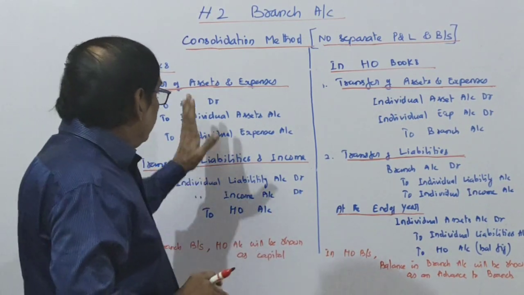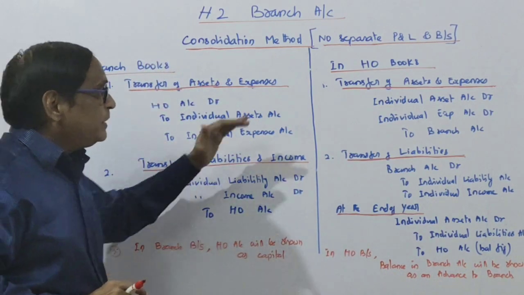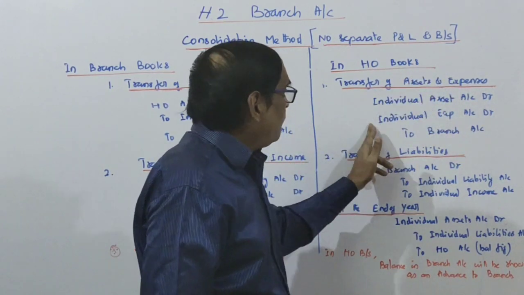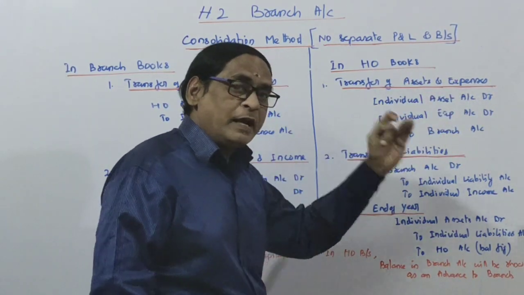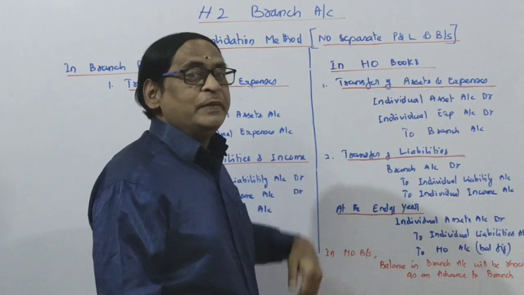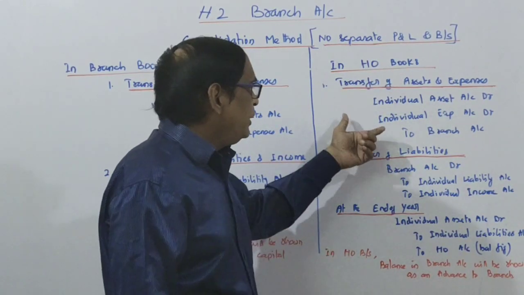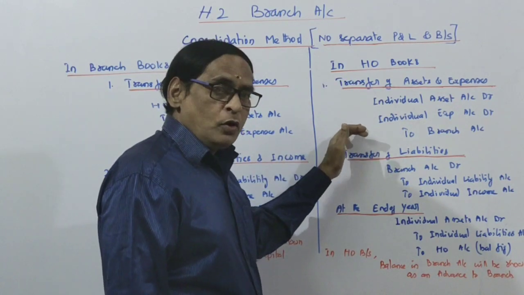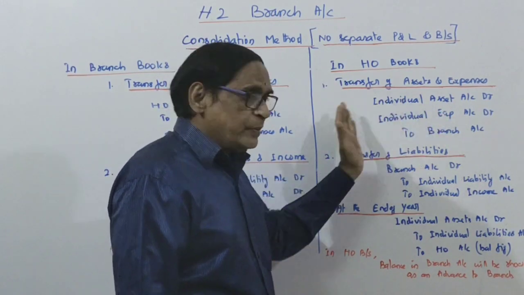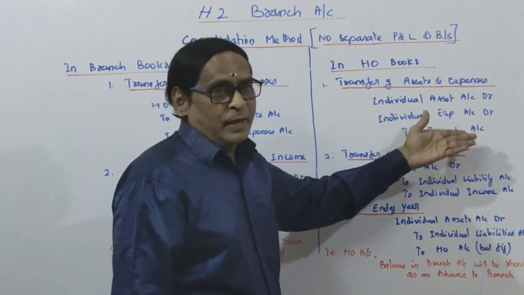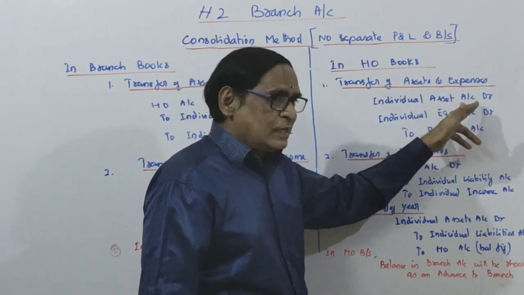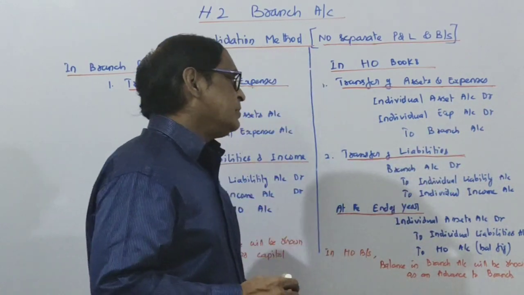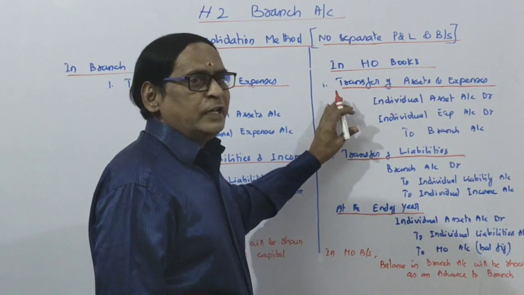And then for the same type of transaction, what will be the journal entries in the books of head office? In the books of head office, if the assets and the expenses are transferred from the branch to head office, what will be the journal entries in the head office books? Here the assets will belong to head office. So all assets should be debited, all expenses should be debited. Credit the giver, branch is the giver. So individual assets account debit, individual expenses account debit, to branch account. This is the first entry to be made.